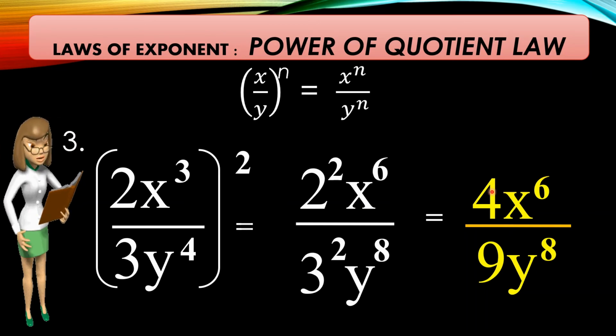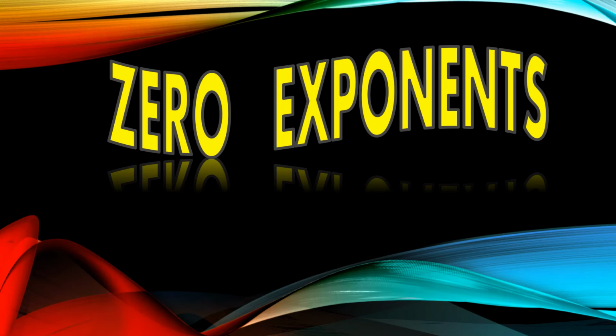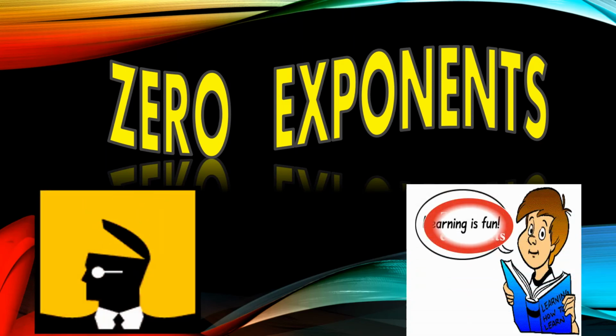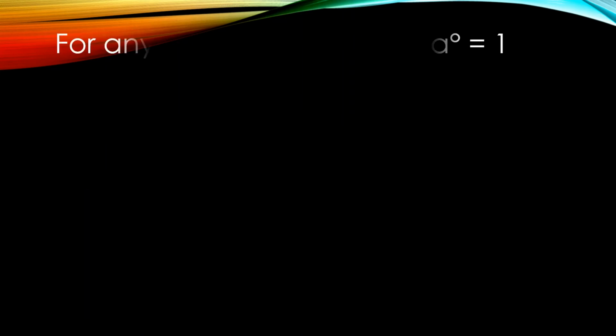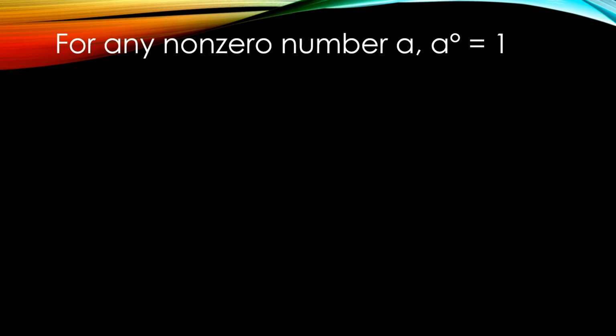So these examples are the laws of exponents. And now we have zero exponents. In zero exponent, for any non-zero number a, a raised to 0 is equal to 1, meaning any number raised to 0 is equal to 1.